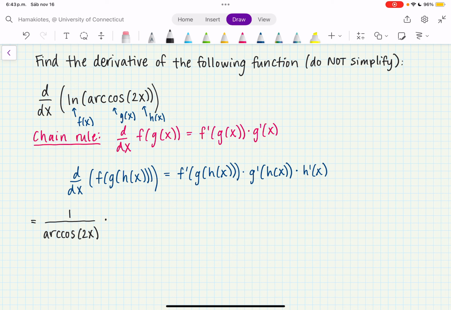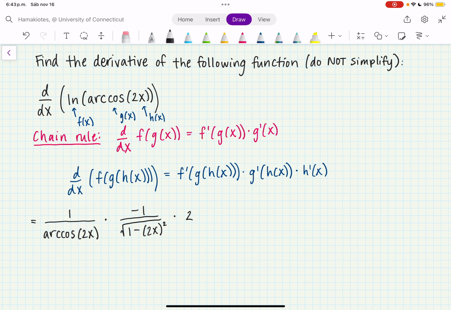So the derivative of arc cosine is minus 1 over the square root of 1 minus x squared, but now we have to be careful because here we actually have 2x inside of arc cosine. So this is minus 2x squared, and now we have to take the derivative of h of x. h of x is 2x, so the derivative of that is just 2.